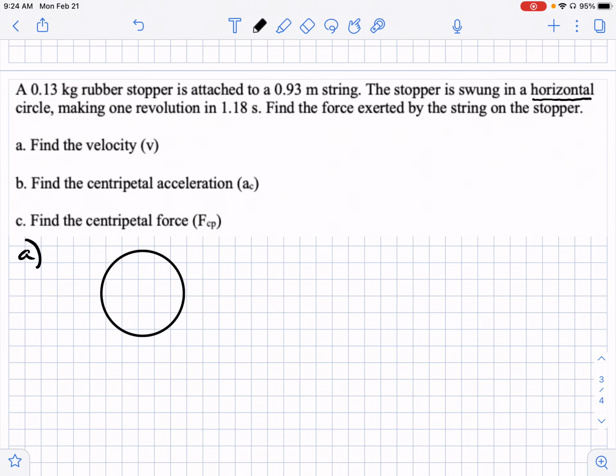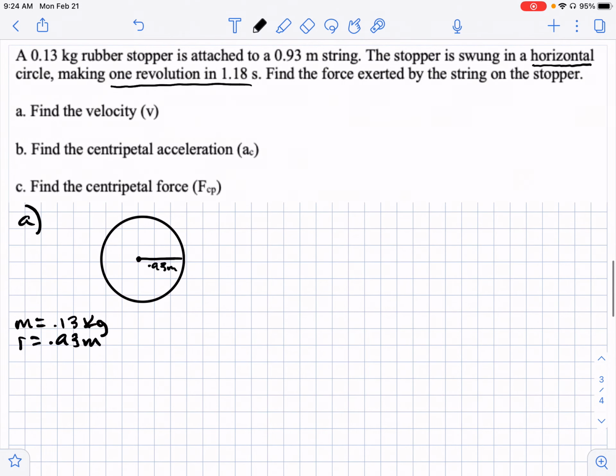We know that the mass of your rubber stopper is equal to 0.13 kilograms. And we know that the radius, so your string is from the center here to here. This is my radius, which is 0.93 meters. And it says one revolution. Remember, that represents the period, that capital T. So your period is equal to 1.18 seconds.